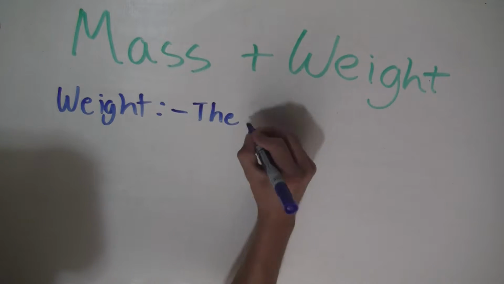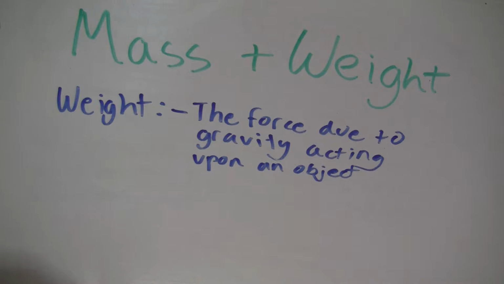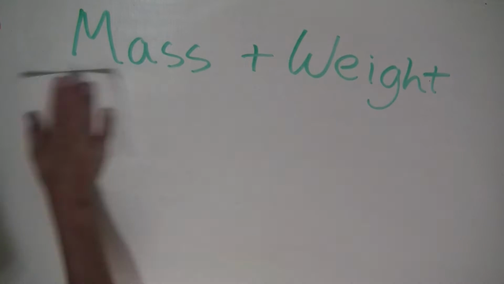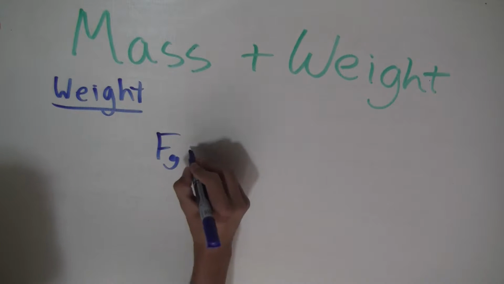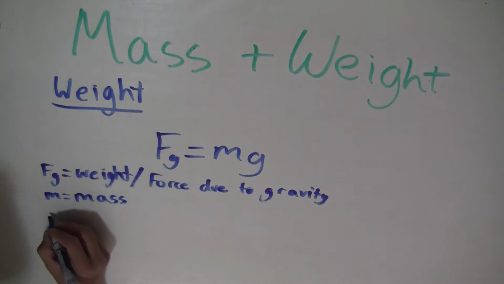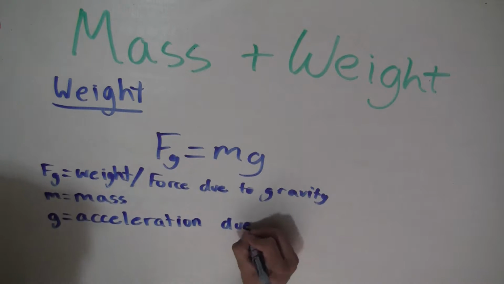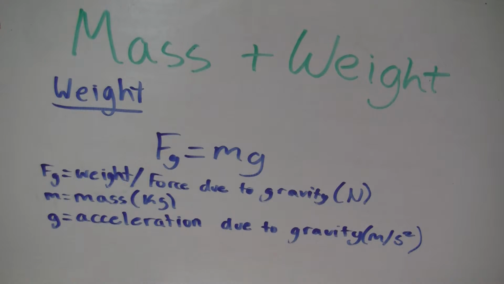Weight may be defined as the force due to gravity acting on an object. For weight, the equation is written as Fg equals mg, where Fg is weight, m is mass, and g is the acceleration due to gravity.